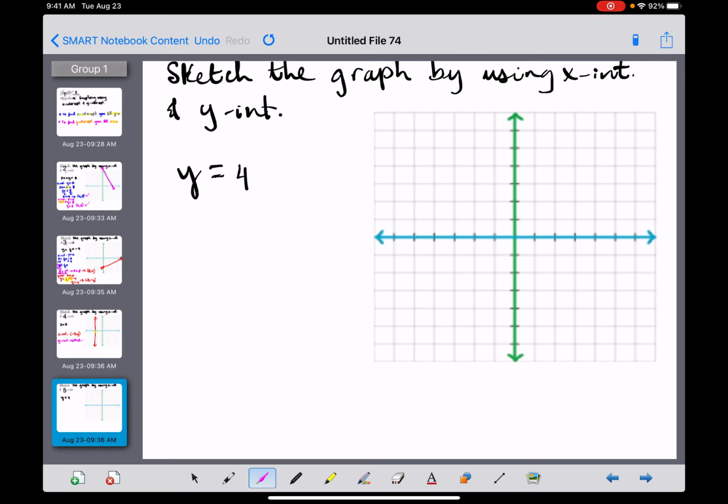Let's move on to number 4. y equals 4. So y equals 4 is a special case, and we talked about this before. If y equals a number, it's always a horizontal line. 1, 2, 3, 4, and it's right here. And let's look at the graph to find our x-intercept and y-intercept. So our x-intercept is, notice the pink line doesn't touch the x-axis at all. So that means none. And then the y-intercept, it touches at this dot right there.